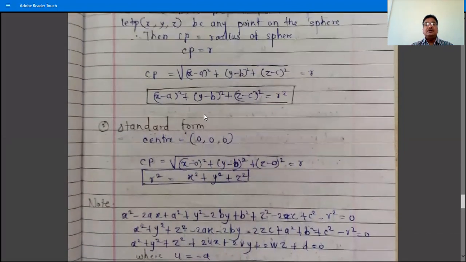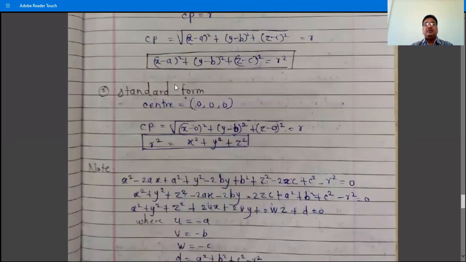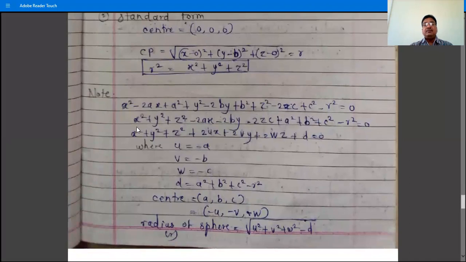So if we simplify this general equation, then what do we have? The square of the first bracket is x squared minus 2ax plus a squared. The square of the second bracket is y squared minus 2by plus b squared, and the square of the third bracket is z squared minus 2cz plus c squared, minus r squared. Shifting the r squared to the LHS, we have the equation x squared plus y squared plus z squared minus 2ax minus 2by minus 2cz plus a squared plus b squared plus c squared minus r squared is equal to 0. If we denote this, we get x squared plus y squared plus z squared plus 2ux plus 2vy plus 2wz plus d is equal to 0.